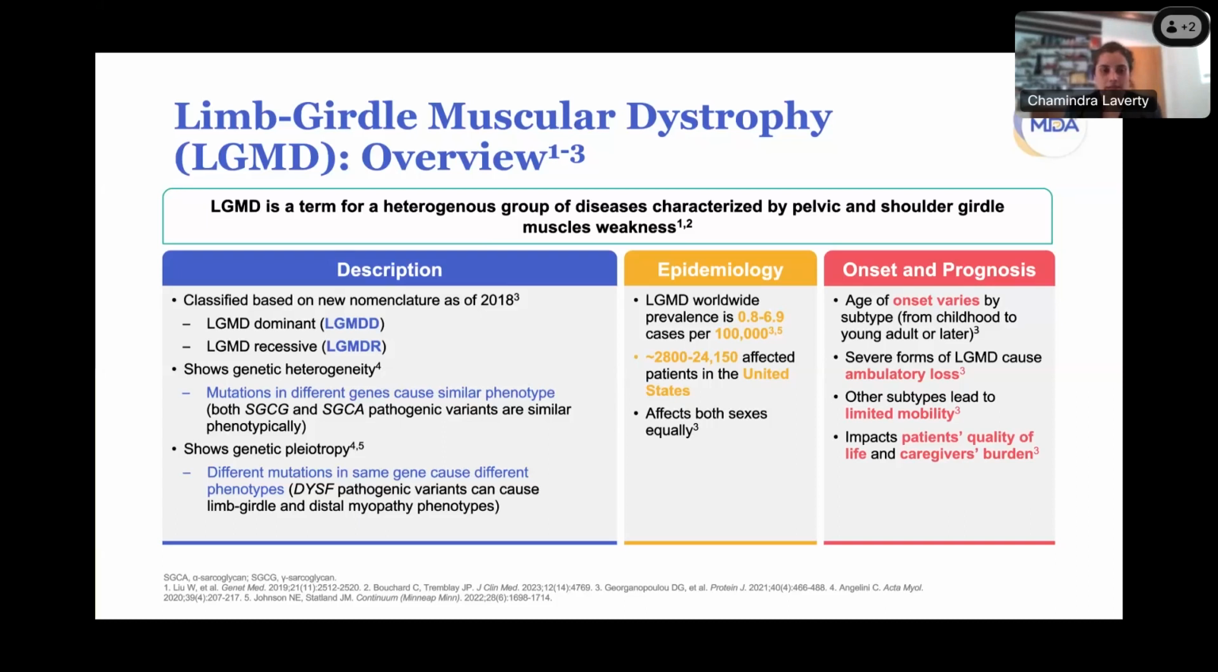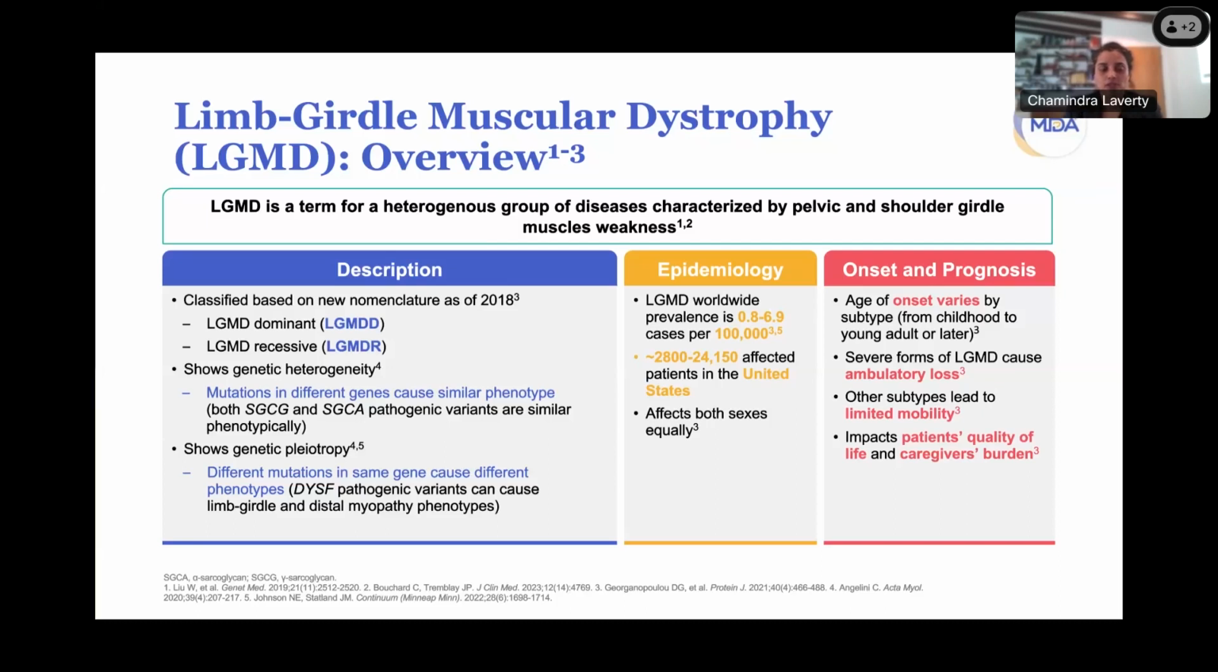There is, like I had said, quite a bit of genetic heterogeneity, meaning there are mutations in two different genes that can actually cause a very similar phenotype. For example, sarcoglycan gamma and alpha pathogenic variants can cause a very similar phenotype, and it might be indistinguishable just based on clinical history and exam.